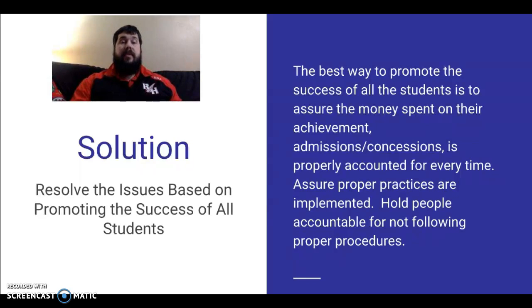Next is developing a solution. In order to resolve these types of issues, it is best to find a way to promote the success of all students. The best way to promote the success of all students is to assure that the money spent on their achievement, so in this case admissions and concessions, is properly accounted for every time. Assure that the proper practices are implemented and hold people accountable for not following those proper procedures.